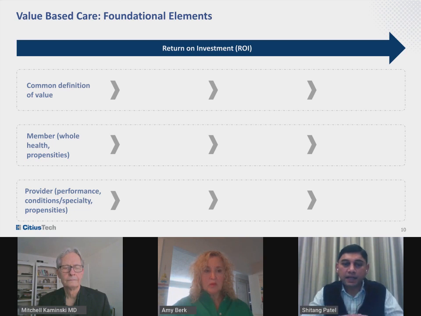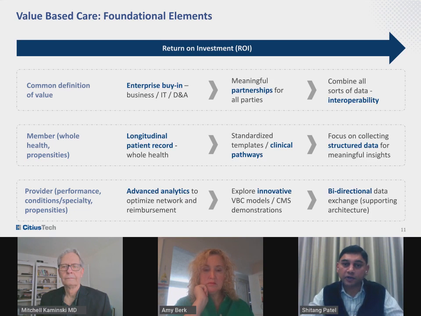So the way we have set this up is there are three basic elements to this framework. Common definition of value. That definition of value is extremely important, and getting an agreement on that. Member is obviously a huge component of this, and when we say member, it's again against whole health, right? We talked about social determinants, and really the person, as Amy put it, is what's important to think about, and all the different propensities across the personality of the given person. A complete understanding of that is extremely important.